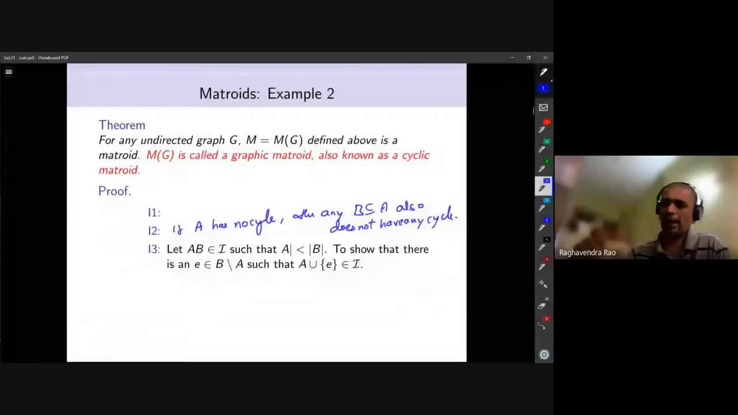By removing edges, you will not be introducing a cycle, right? So if you have a subset of edges which does not contain any cycle, now any subset of it cannot have a cycle. So it's also independent. So I2 is also verified. I1 as well as I2 are verified. Now the only non-trivial part is I3.